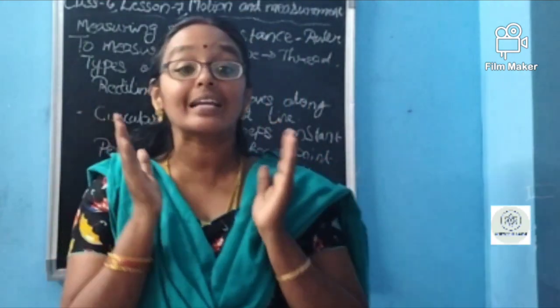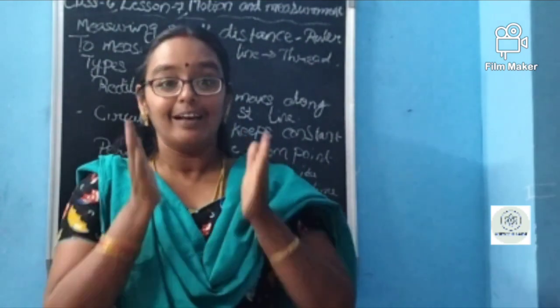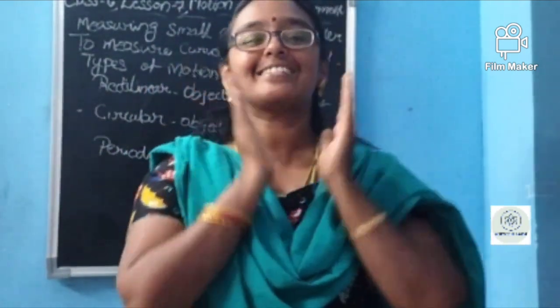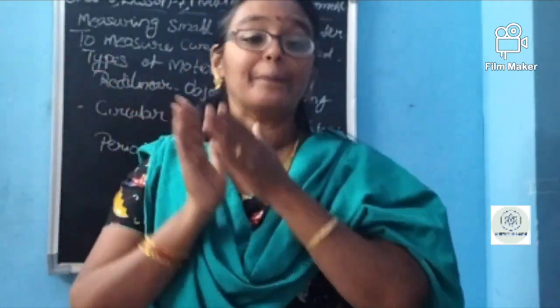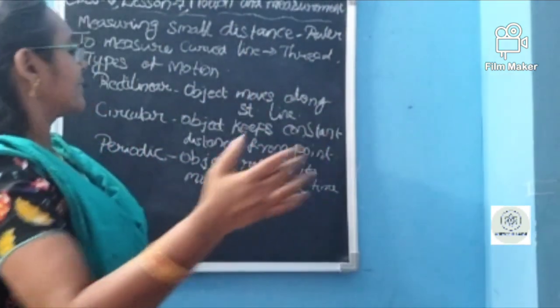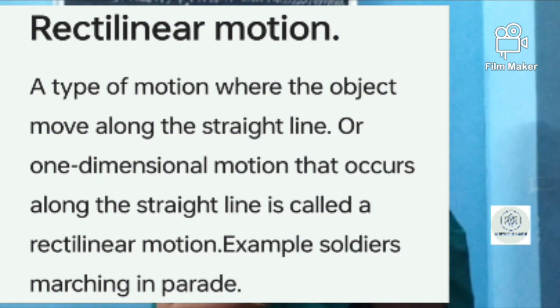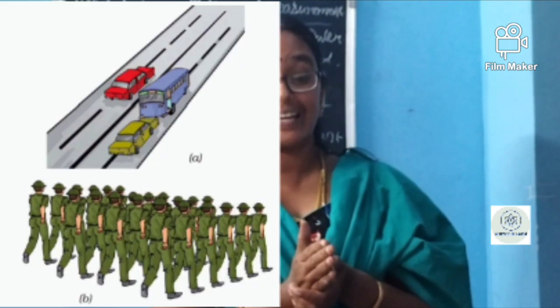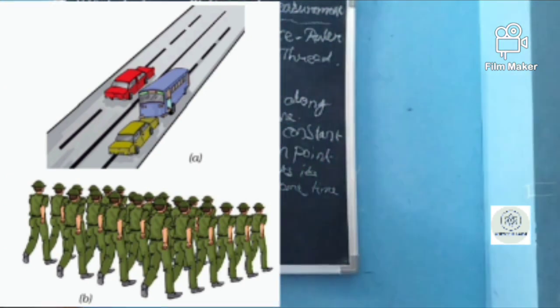What are the types of motion we are going to see? First is rectilinear motion. By the name itself you will have an idea. In a line the things are moving, to say, the soldiers who are moving in a parade. What is this rectilinear motion? Objects moving along a straight line is called rectilinear motion. In the assembly you come this way, stand, and move this way only. And the second is circular motion.